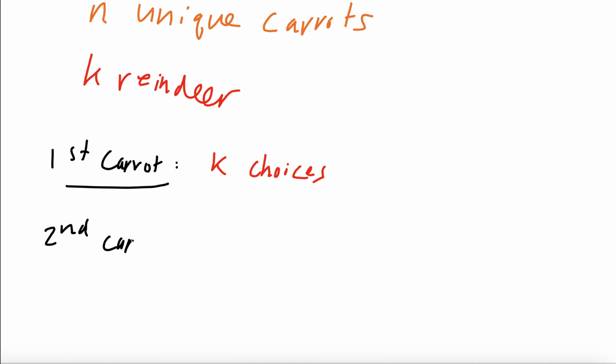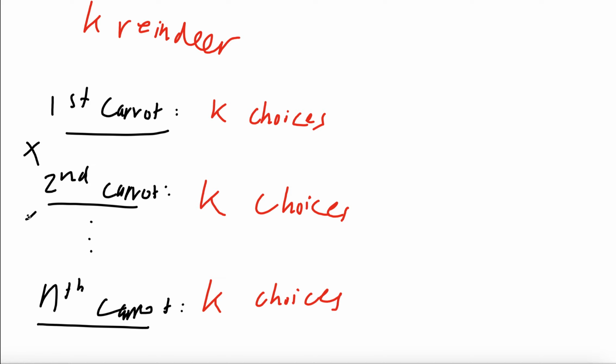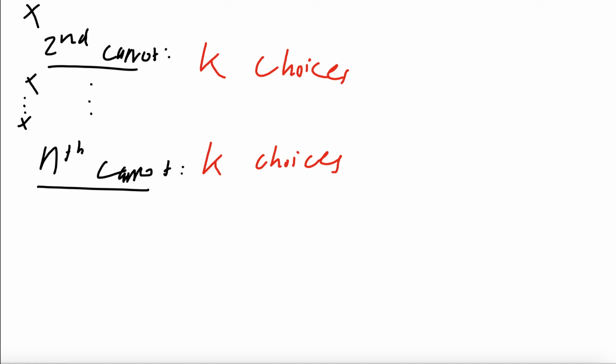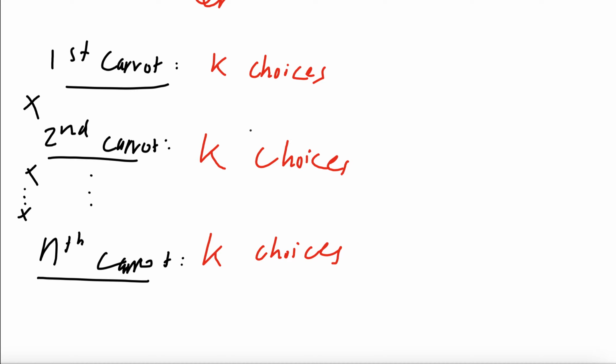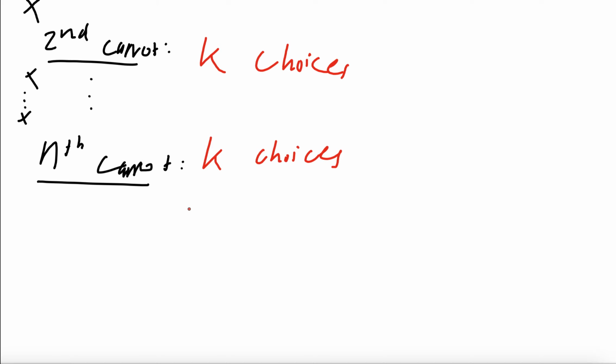Then how about the second carrot? Well, it doesn't depend on the first carrot. These are independent kind of assortments. So there's also k choices. And you can see how, with this logic, even the nth carrot has k choices of who we can distribute it to. So we use a principle in combinatorics called the principle of multiplication to multiply everything together. And so that means the total number of ways there are to distribute these n carrots to k reindeer, where these carrots are all unique, is going to be k to the nth power.